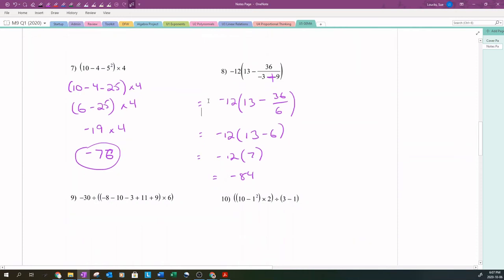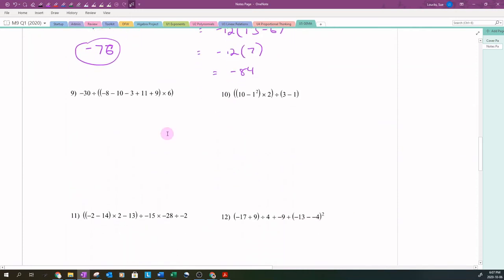Number 9. Okay, here's a really good example. This part, all of this in the brackets here, I'm going to do in a different order than what it has there. So in my head, I'm going to go 11 plus 9 is 20, minus 10 is 10, minus 8 is 2, minus 3 is negative 1. And then I still need everything else that's here, right? So I still have these outer brackets here and here.